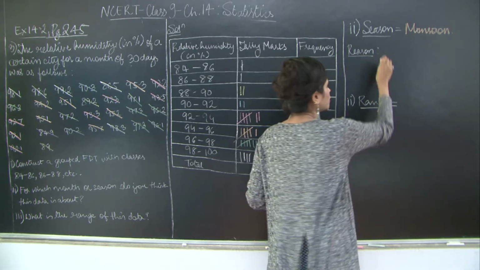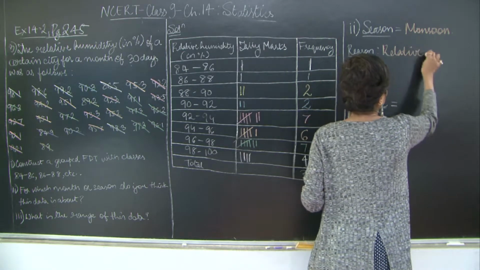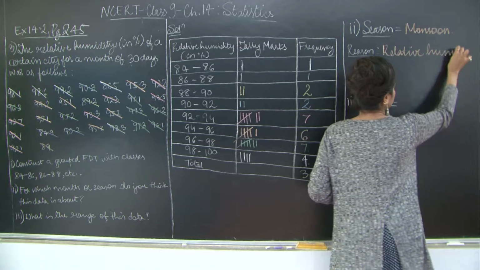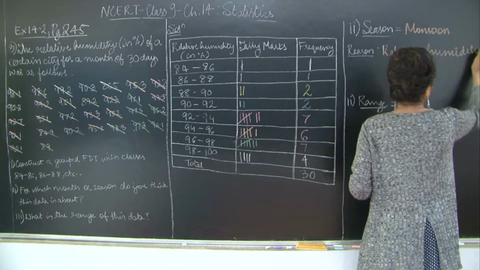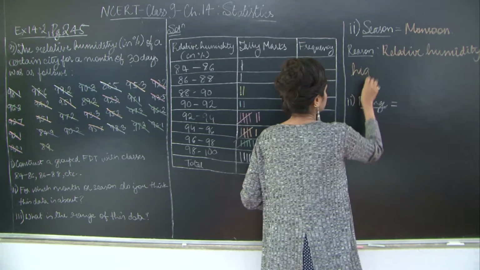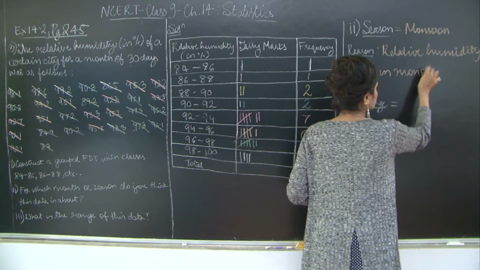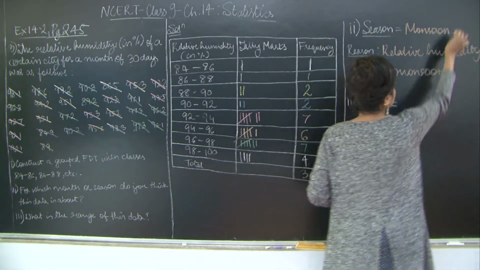Why? Because relative humidity is high in monsoon, or instead of monsoon you can even write rainy season.